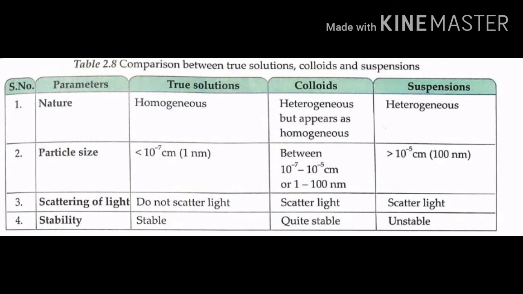Comparison between true solutions, colloids and suspensions. Serial number, parameters, true solutions, colloids and suspensions. Nature: true solution homogeneous, colloids heterogeneous but appears as homogeneous, suspension heterogeneous in nature. Particle size: true solution less than 10 power minus 7 centimeter, that is 1 nanometer. Colloids between 10 power minus 7 to 10 power minus 5 centimeter, or 1 to 100 nanometer. Suspension greater than 10 power minus 5 centimeter, that is 100 nanometer.